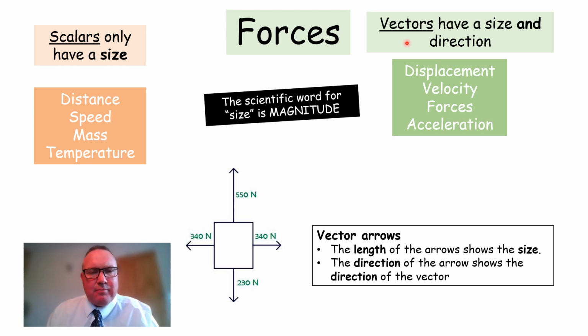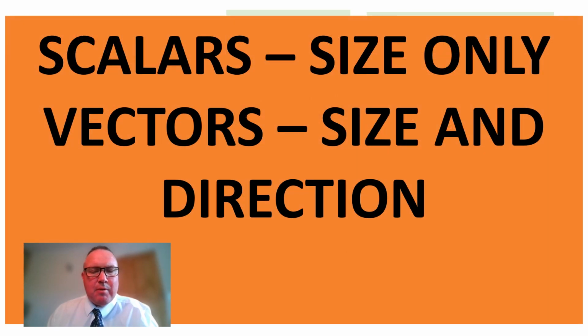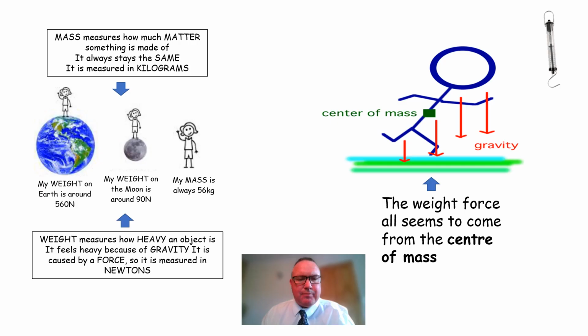Velocity is a vector. So vectors have a size and a direction. Scalars only have a size. So forces, for example, are all vectors because they have a size, how big the force is, and they have a direction, the direction that the force pushes or pulls. So when you're drawing a vector, you can always draw a vector as an arrow, with the direction of the arrow showing the direction of the vector and the size of the arrow showing the size of the vector. So remember, scalars only have a size, vectors have size and direction.